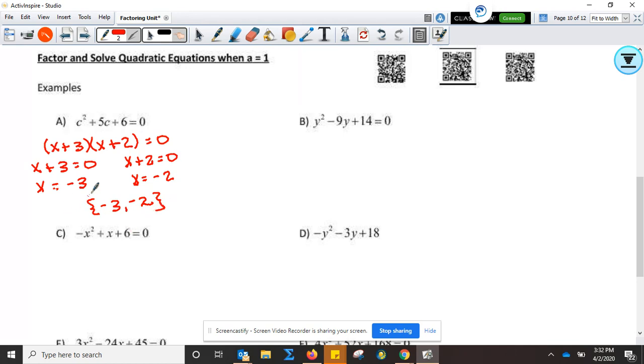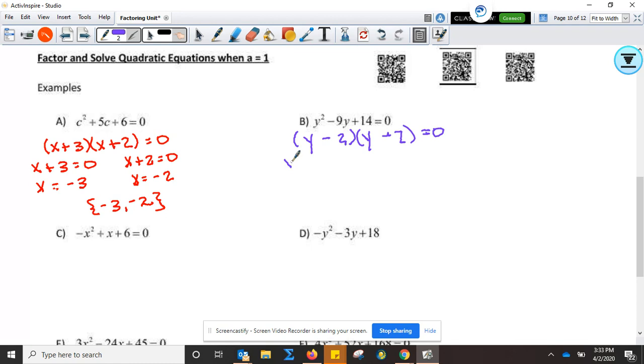All right, B. y squared minus 9y plus 14. Two numbers that multiply to give us 14, add up to give us 9. Both signs are going to be the same. Both signs will be negative. y minus 2, y minus 7 equals 0.